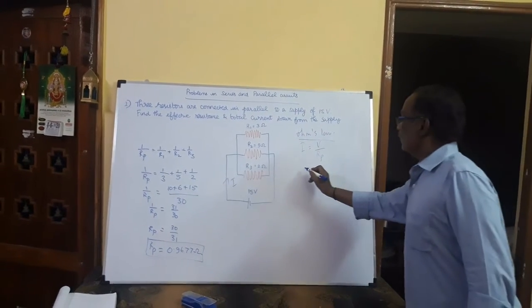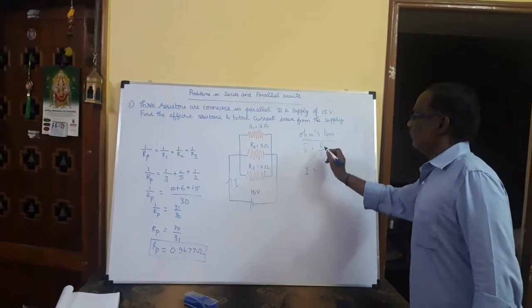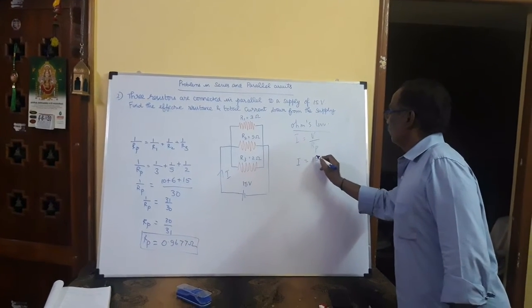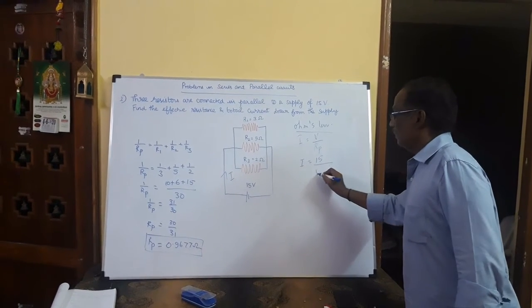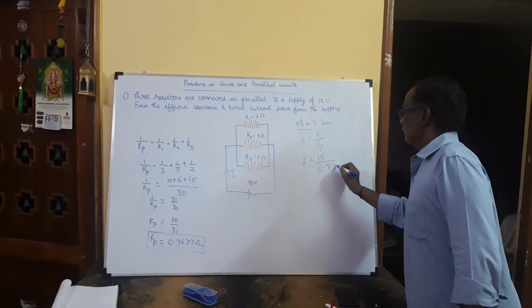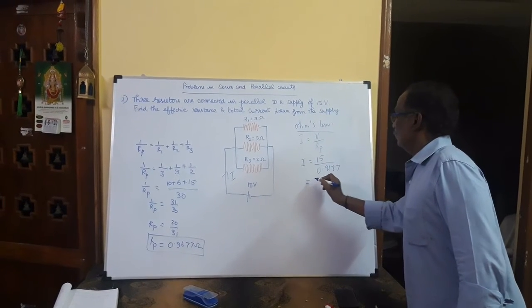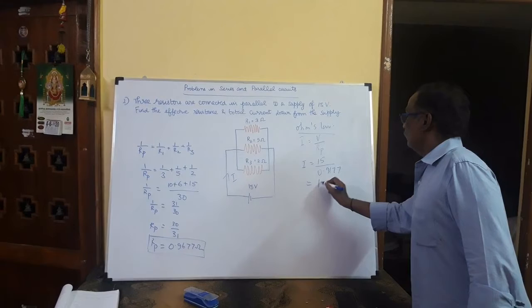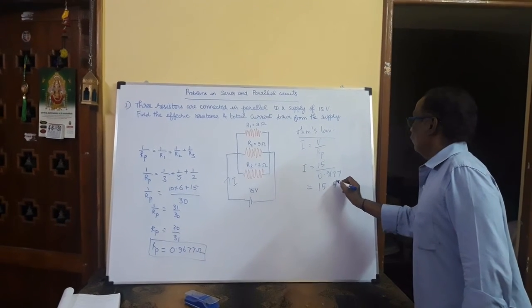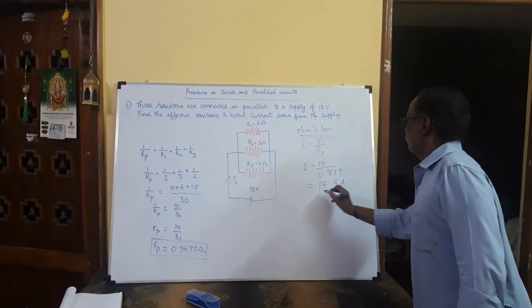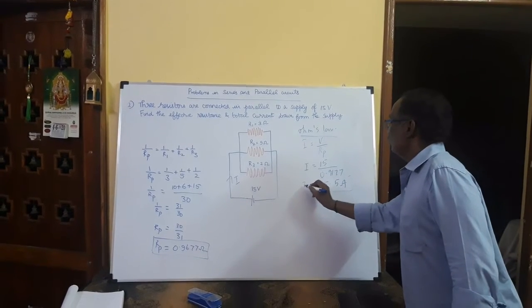So I is equal to V by Rp. What is our V? 15 volt. What is our Rp? 0.9677. So we get the value of 15.5 ampere. This is our total current.